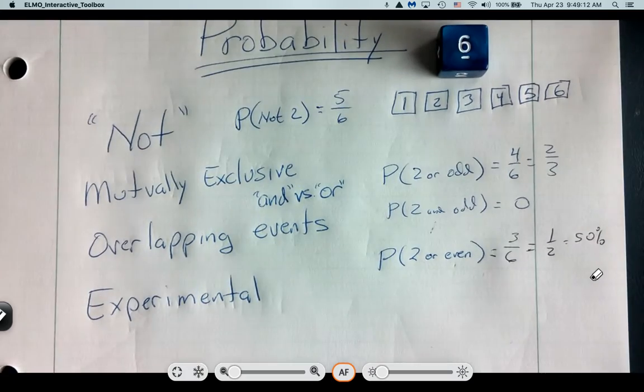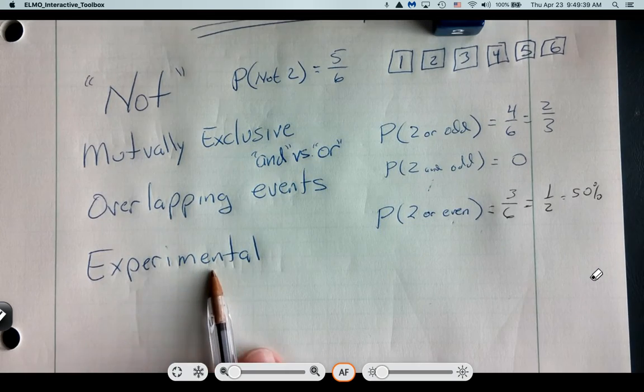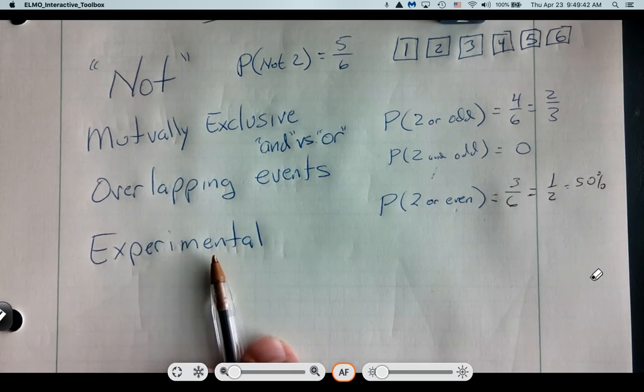Like, for instance, if I'm at a grocery store and I'm watching people walk in the door, I might want to know what's the probability that the next person might be a female. Well, you might say, okay, that's 50-50, because the next person might be either male or female. But that wouldn't necessarily be true, because depending on the time of day, depending on who goes shopping, it might be different. So what we might want to do is an experimental probability.